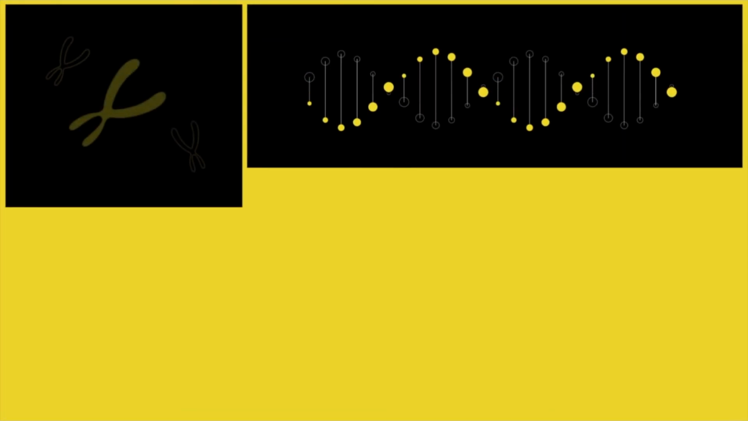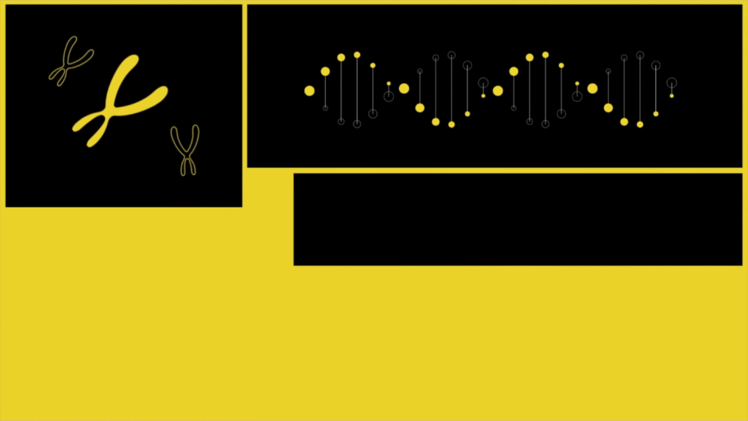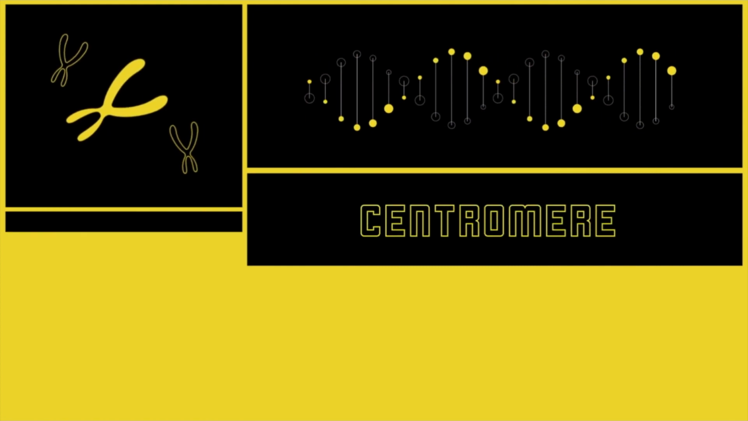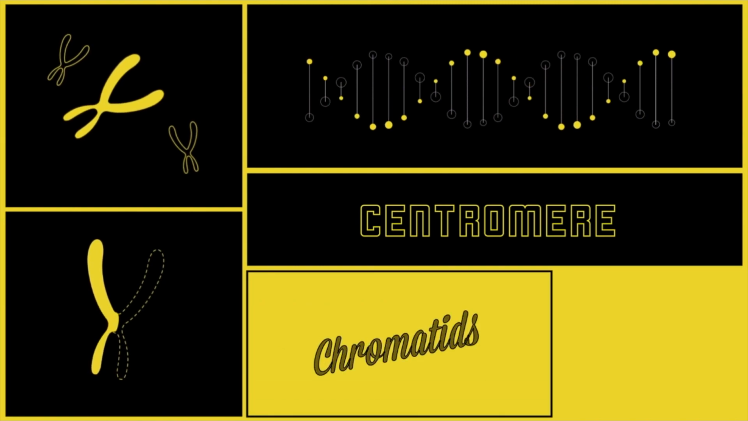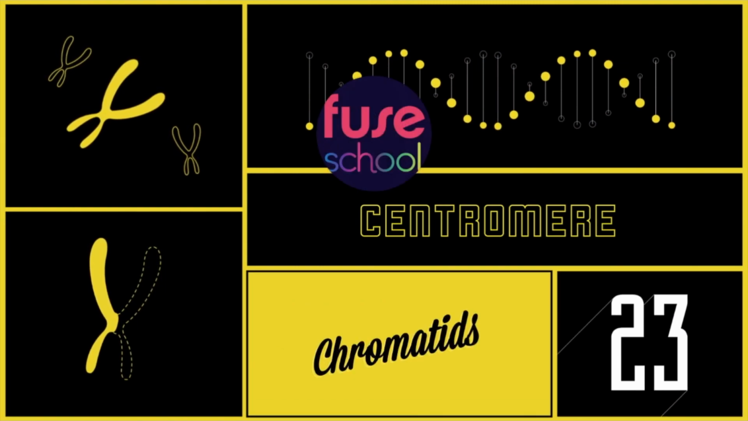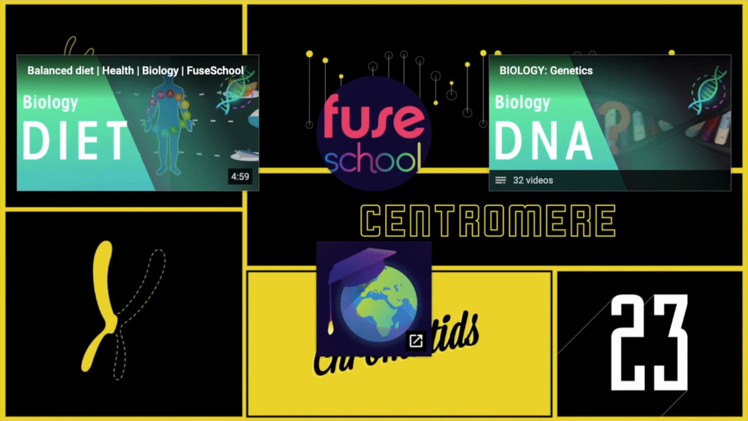So, from this video, you should know that chromosomes hold the DNA inside the nucleus. They have a centromere which holds the duplicate chromosomes together, and these duplicates are known as chromatids. Humans have 23 pairs of chromosomes, but other species have different amounts.